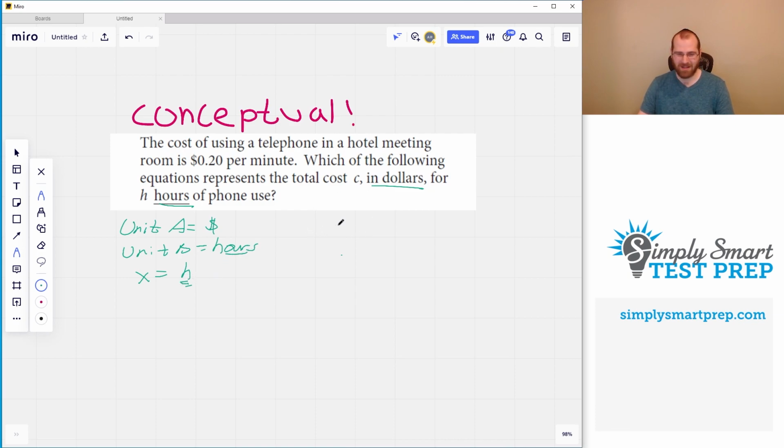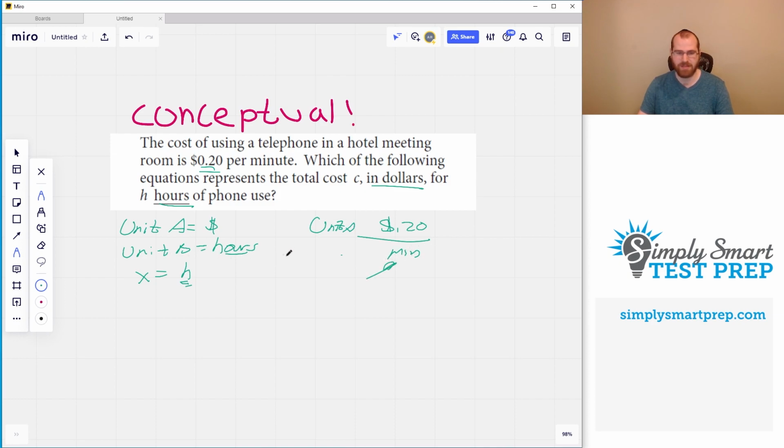Okay, so now we can activate the zombie. Let's find unit A is going to be dollars. Let's find a proportion with dollars. The cost of using it is 20 cents per minute. Well, this is actually given in dollars, so it's going to be 0.20 per minute. Okay, now we have this. This is not equal unit B.